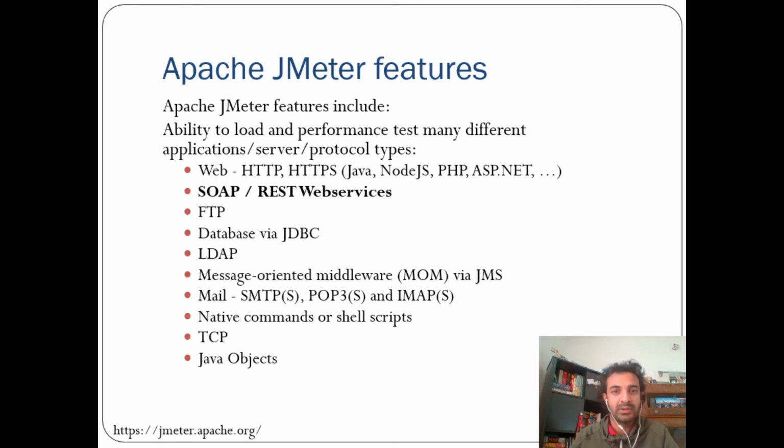Load testing and performance testing are the main important aspects of JMeter for applications deployed on the web and server, and there are various web protocols. So what are the web protocols that it tests? HTTP and HTTPS, which are supported by Java, Node.js, PHP, ASP.NET. All these types of web testing are done by JMeter. Then most dedicated and important for us are SOAP and RESTful web services.